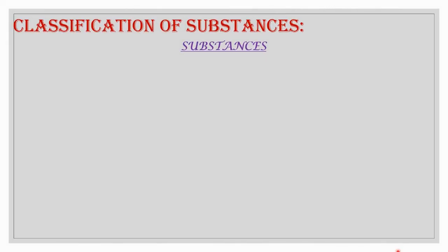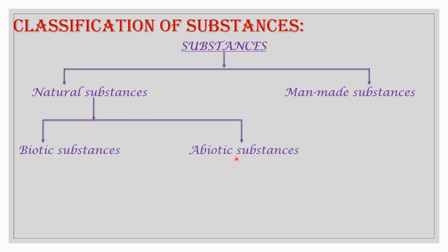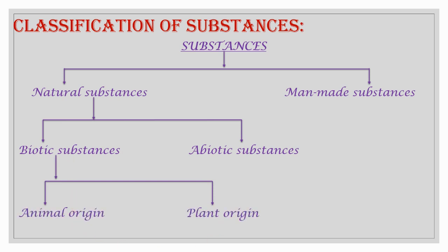Students, now let us see the classification of substances, how the substances are classified. So substances are classified into natural substances and man-made substances. Natural substances are further classified as biotic substances and abiotic substances. Then students, biotic substances are further classified as animal origin and plant origin.